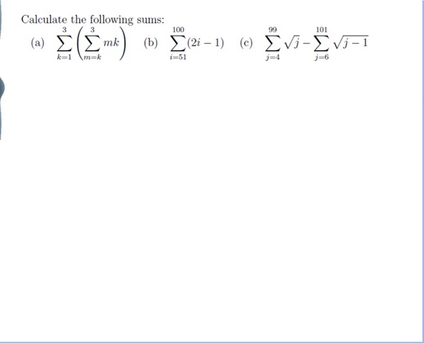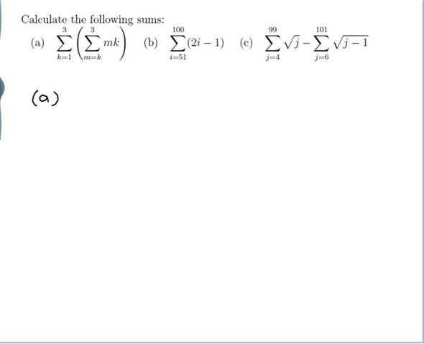Calculate the following sums. A, the sum from k equals 1 to 3 of the sum from m equals k to 3 of mk. B, the sum from i equals 51 to 100 of 2i minus 1. And C, the sum from j equals 4 to 99 of the square root of j minus the sum from j equals 6 to 101 of the square root of j minus 1.